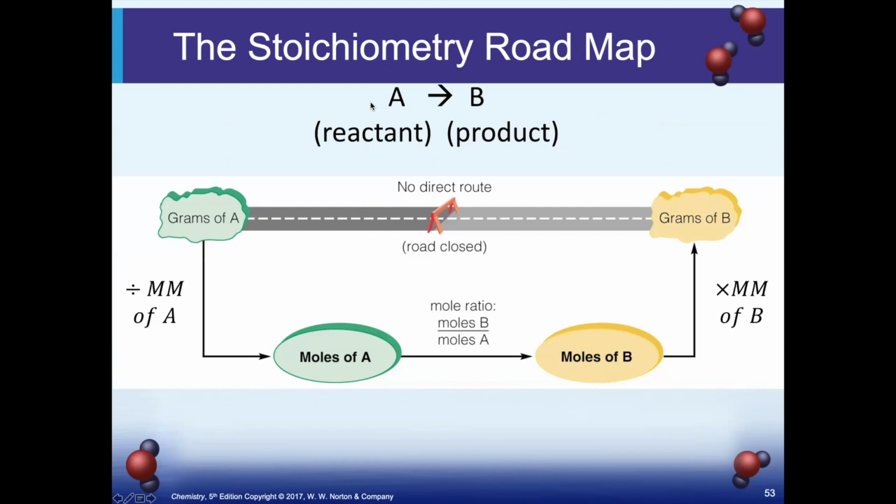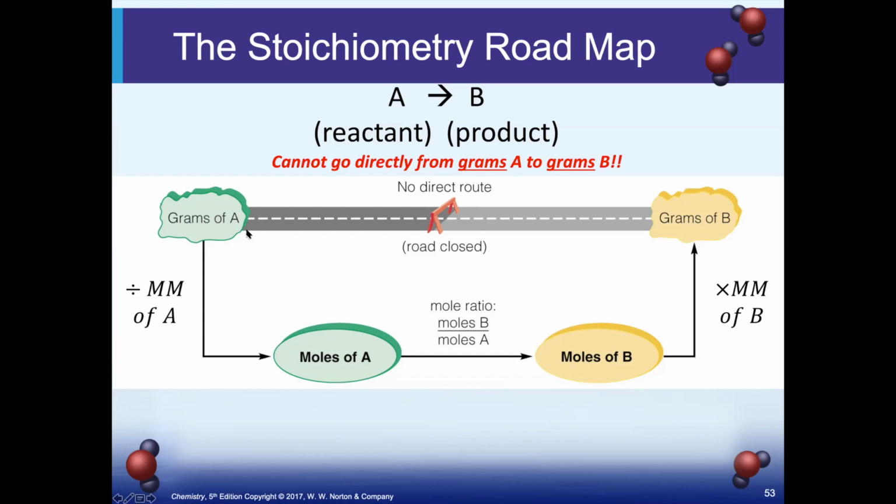This is what I use to teach stoichiometry. I call it the stoichiometry roadmap. And the big deal with stoichiometry is you cannot go directly from grams of a reactant to grams of a product or the other direction. Okay, you can't go from grams to grams. You have to go through moles. So it's like there's a roadblock there. Okay, so that's why I call it a roadmap. It's one way to think about it. I can't go directly from grams of A to grams of B. There's a roadblock there. So I got to take a detour. And the detour is through moles.